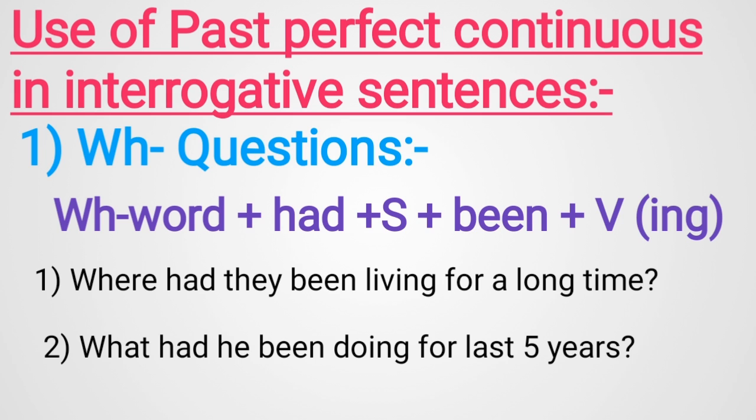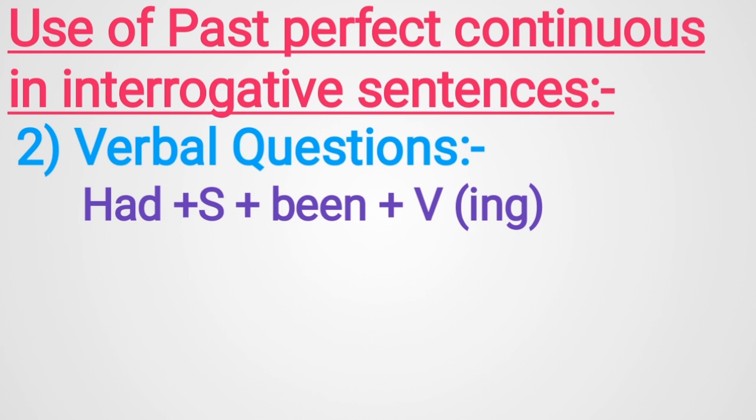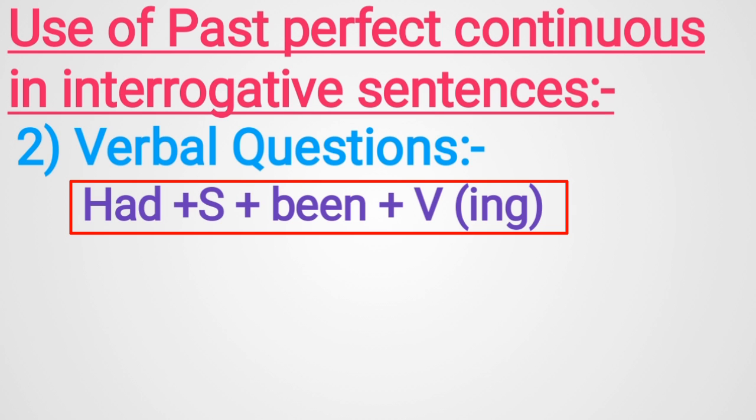After WH questions, let's see how to use past perfect continuous tense for framing verbal questions. For verbal questions, we have to follow this structure: had plus subject plus been plus verb with ing. Then the question will have any remaining part and question mark at last. As it is a verbal question, and verbal questions always start with helping verbs, so our question will start with had, and again you have to place subject between had and been here.